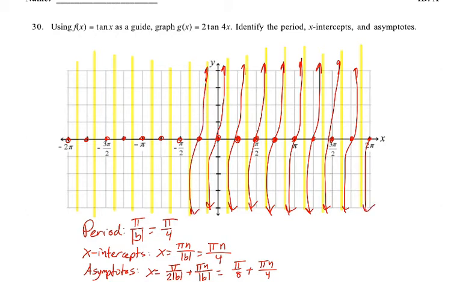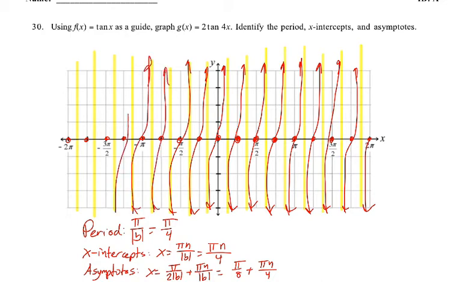Again, just repeating this pattern on all those x-intercepts in between all those asymptotes. Oops, that was a little lazy. One more time. So again, find all your x-intercepts, find your asymptotes, and then once you have that, you've got a good idea for the general shape. Hopefully your graphs look a little cleaner than mine, but mine's good enough.